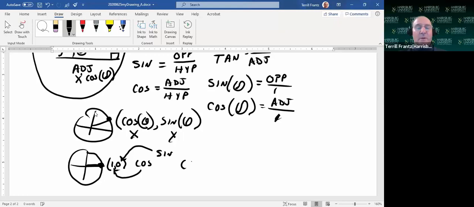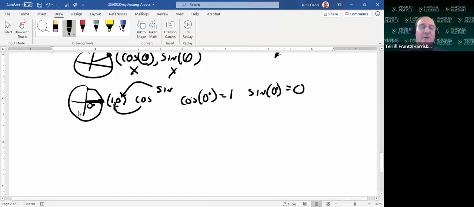Well, then, if this is 0 degrees, then it's easy to remember: cosine of 0 equals 1, and the sine of 0 equals zero. And that's one way to work backwards to remember what cosine and sine are. And just to remind you, what is it?